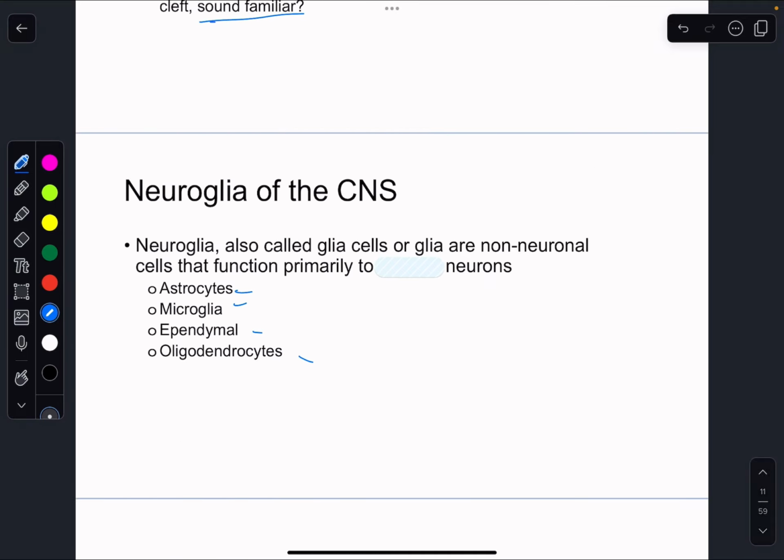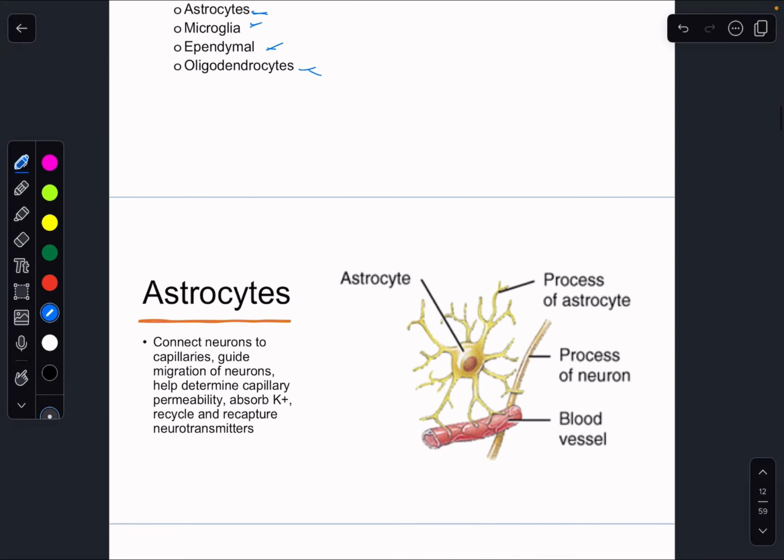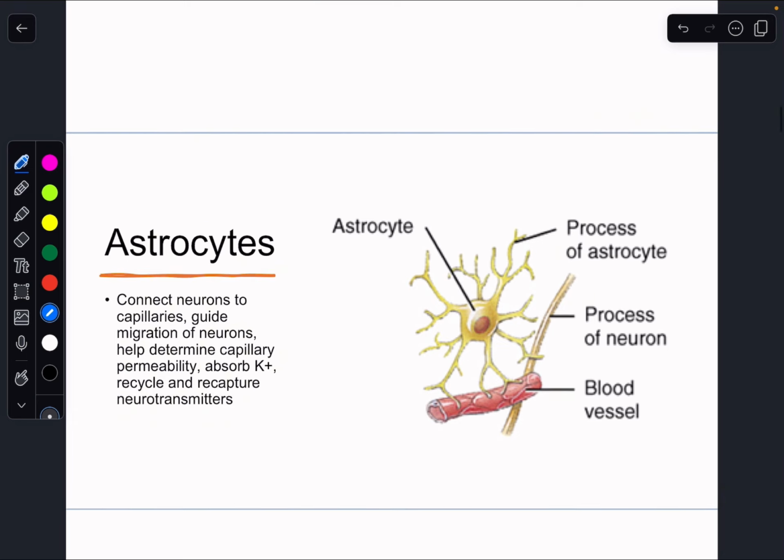All right, going over the neuroglia of the central nervous system. Neuroglia, also called glial cells or glia, are non-neuronal cells that function primarily to support the neurons. We have the astrocyte, microglia, ependymal, and oligodendrocytes. Going over astrocyte first. What the astrocyte does is it connects neurons to capillaries, guides migration of neurons, helps determine capillary permeability, absorbs K+, and recycles and recaptures neurotransmitters. So that's the function of astrocytes.